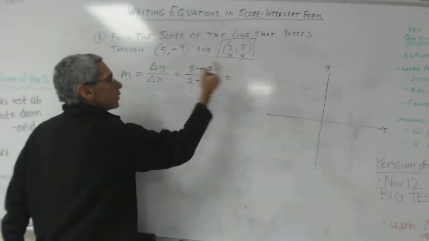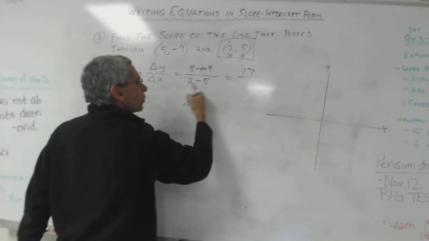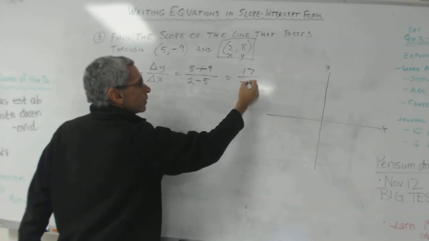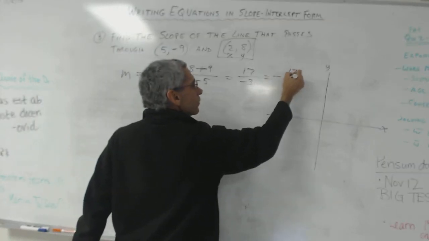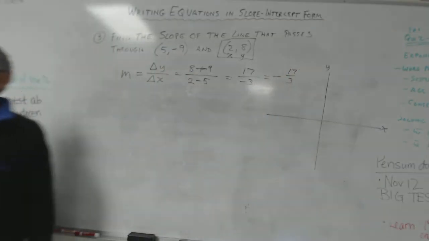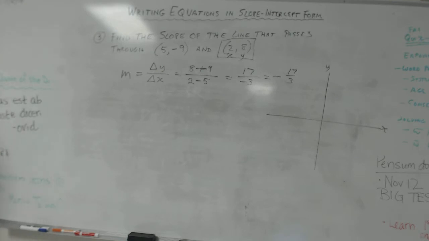So then what do I have? 8 plus 9 is 17, you said? Over 2 minus 5 is negative 3. So my slope is really negative 17 thirds. Right? That's my slope.